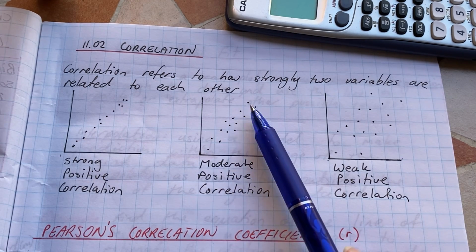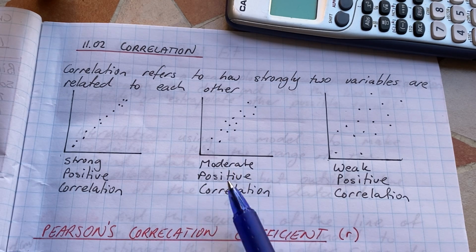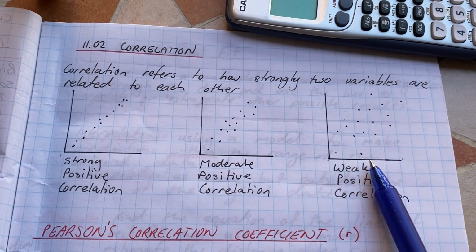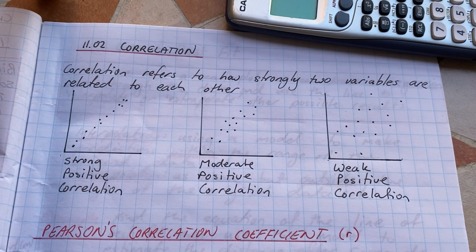These ones, they're a little bit more spread out. We would call that a moderate positive correlation. These ones, there's still obviously a positive correlation, but it's quite weak. They're a little bit all over the place.